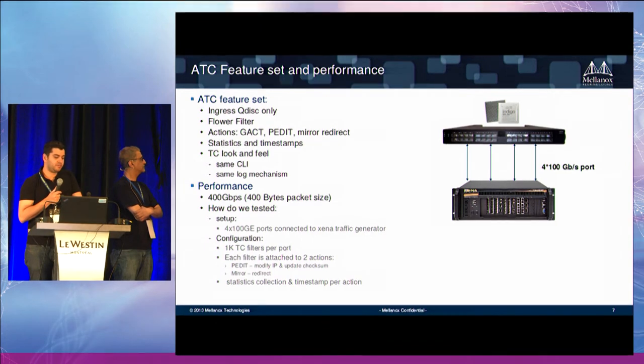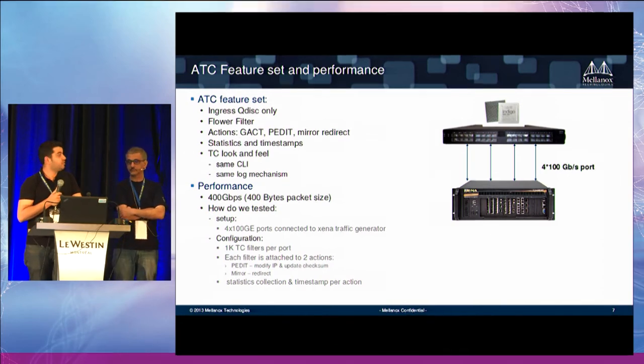1K filters per port, and with each filter, we had two actions. One action is pedit, to modify the IP and update the checksum. Usually the checksum is not updated. In Linux, you need to have a special action that updates the checksum. But we wanted to be sure that we don't do any harm to the packet itself in the modification process. So we did a checksum also.